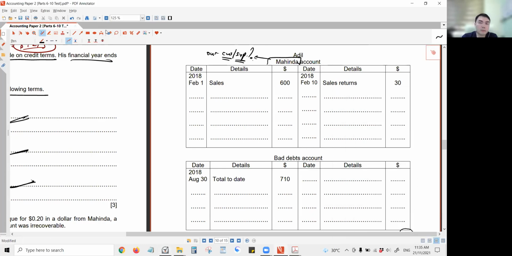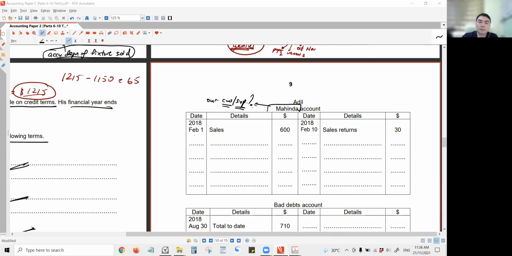This is especially important in MCQ, multiple choice questions. There's a very popular question that gives you a person's account like this. Then they will give you a few statements, and you have to find out which one is correct. If you know who is the customer and who is the supplier, then you will answer correctly. Very soon we will see one. Don't worry.